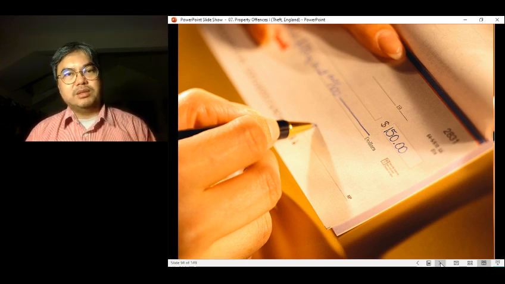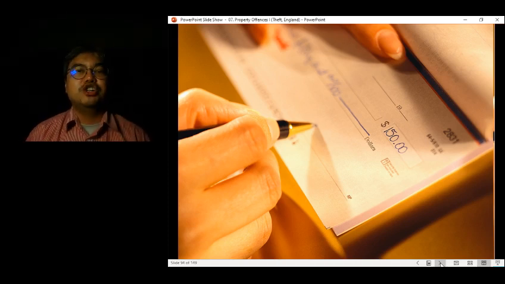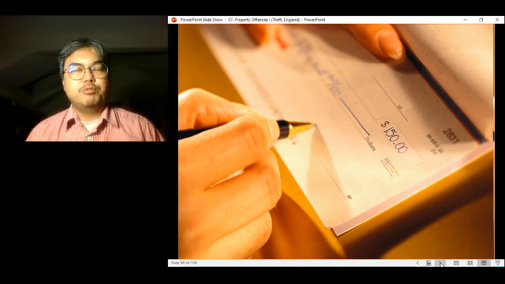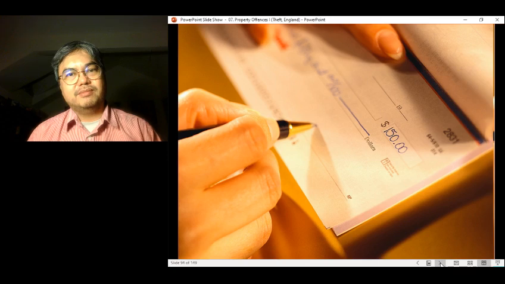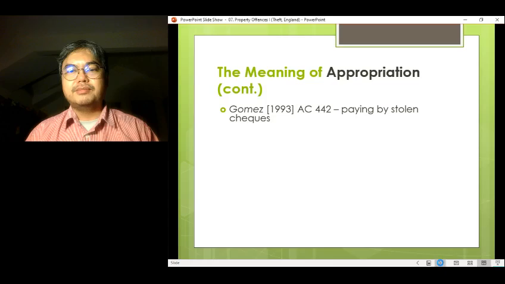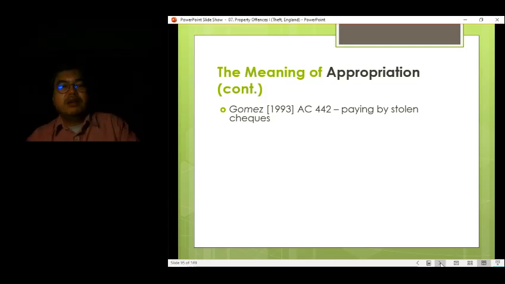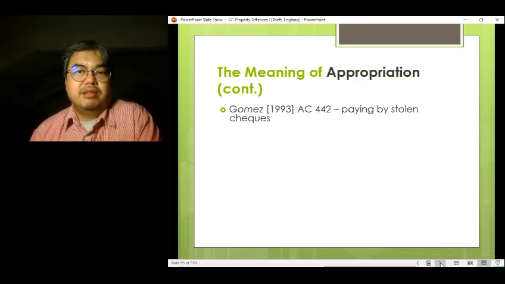Now his argument was that yes, I took the product, but it all hinged on the issue of appropriation. And again, just like in Dobson's case, the argument was that yes, I appropriated it, but it was with the consent of the owner. So therefore, there's no appropriation. So Gomez had to decide: are they going to follow Lawrence or are they going to follow Morris? Gomez paid by a stolen check, which means that the money could not be banked in at all.